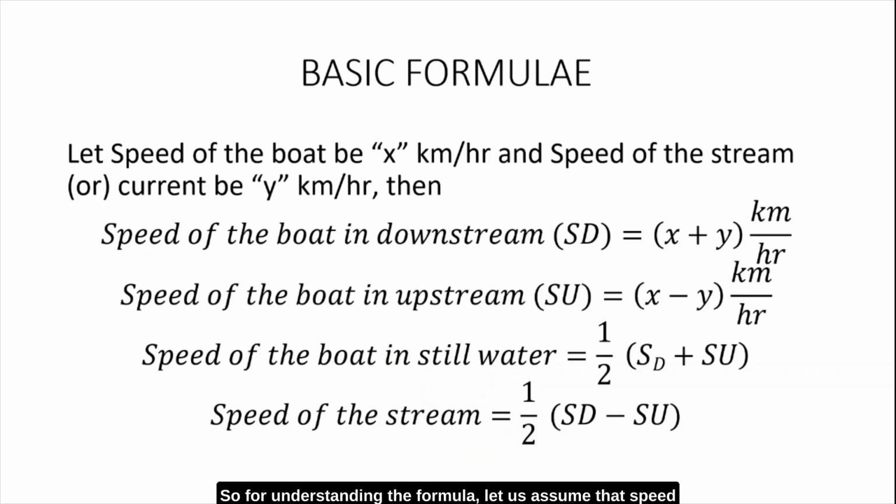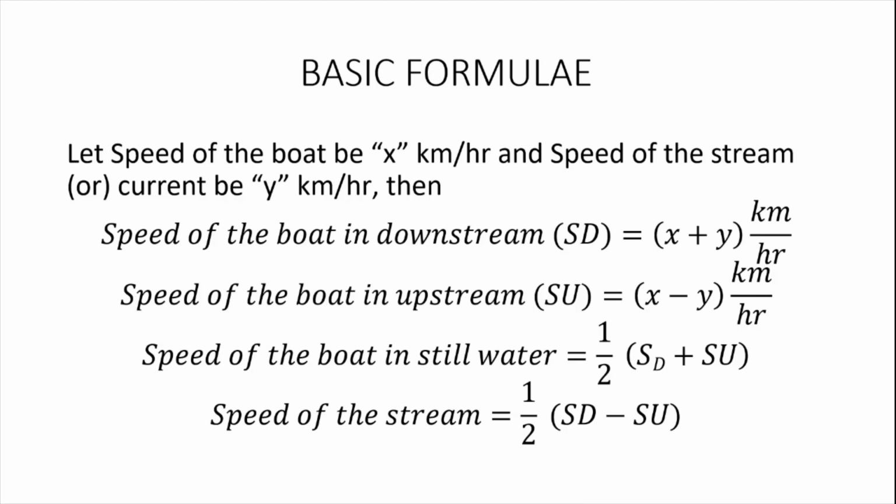For understanding the formulae, let us assume that the speed of the boat is x kilometer per hour and the speed of the stream or current is y kilometer per hour. In boats and streams, the word stream can also be referred to as current. So, we assume the speed of the boat in still water as x kilometer per hour and the speed of the stream or current as y kilometer per hour.